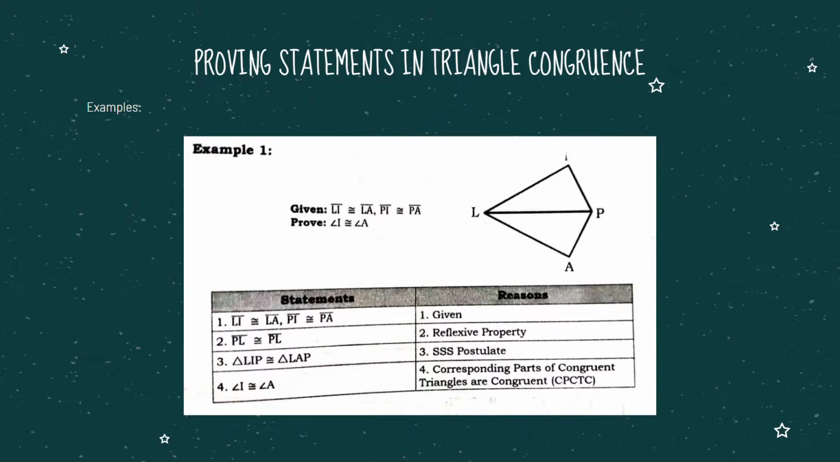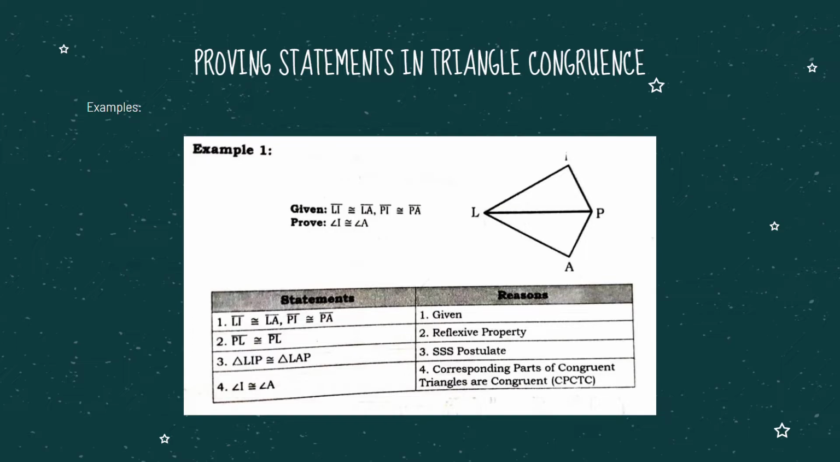We have the first example. We have the given: line segment LI is congruent to line segment LA, and line segment PI is congruent to line segment PA. Now we have to prove that angle I is congruent to angle A. The first statement is line segment LI is congruent to line segment LA, and line segment PI is congruent to line segment PA, for the reason that it is the given.